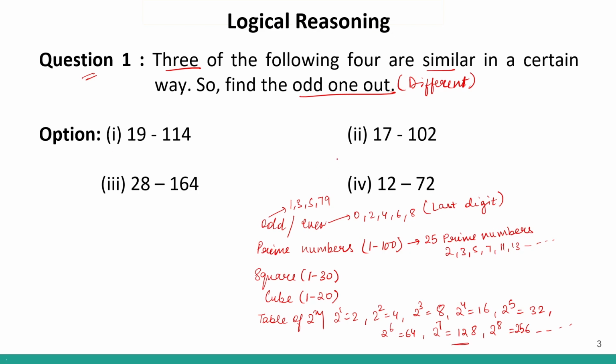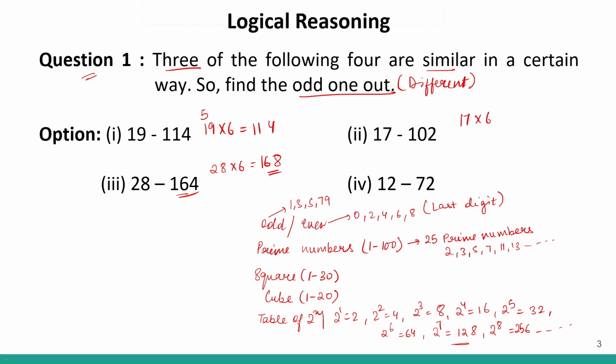If you look at these options, option number 1 has 19 and 114. Option number 2 is 17 and 102. Option number 3 is 28 and 164. And option number 4 is 12 and 72. Here I can see if I multiply 19 by 6, 9 sixes are 54, so 5 is carried. 6 into 1 is 6 plus 5, 11. So I'll get 114. Similarly, 28 into 6: 48, this is 12 plus 4, 168. So this is different.